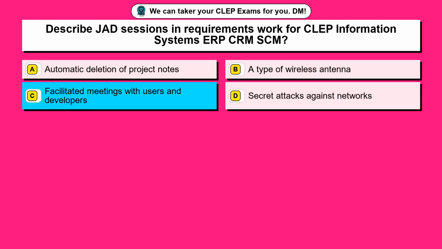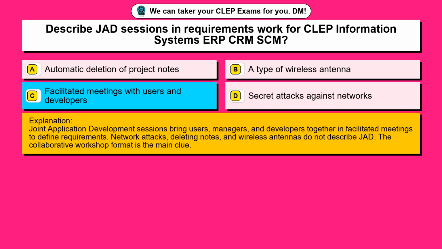Facilitated meetings with users and developers. Joint application development sessions bring users, managers, and developers together in facilitated meetings to define requirements. Network attacks, deleting notes, and wireless antennas do not describe JAD. The collaborative workshop format is the main clue.